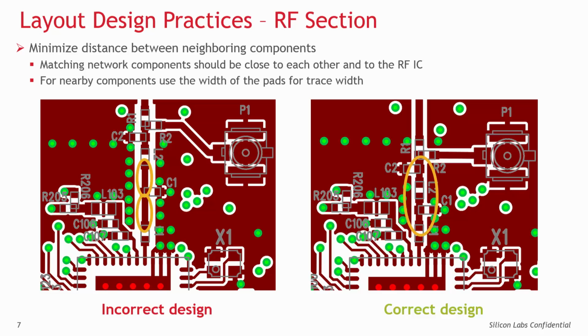Use the same or nearly the same trace width for connecting the components to each other as the pad width. It is typically 20 mil in case of using 0402 sized SMD components. The widened connections are necessary to reduce series parasitic inductance between components.